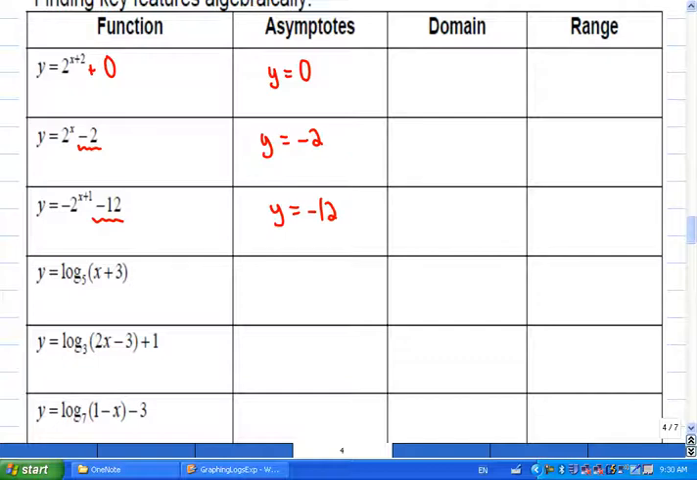Okay. What about the domain? Well, we said that no matter what happens here, we can put in any value we like for x. It's all real numbers. The range, however, remember, we have to decide, is it going above the asymptote or below the asymptote? In this case, there's no reflection.